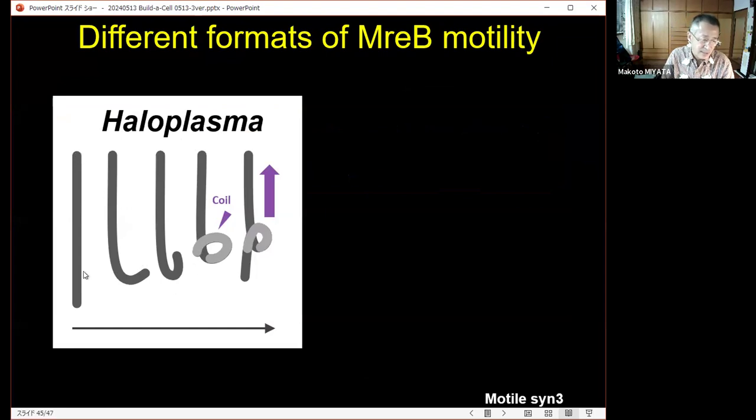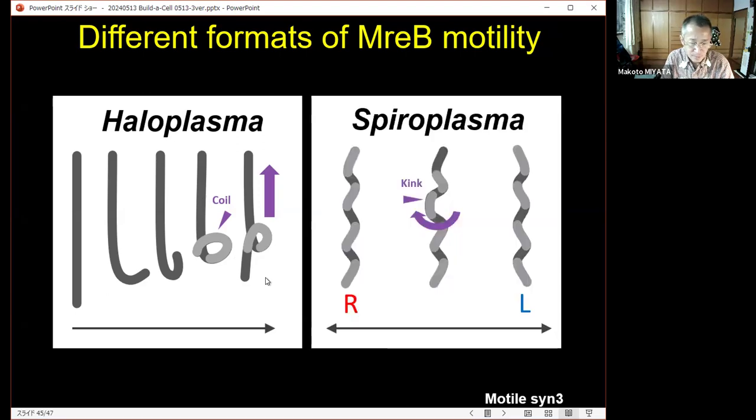Basically, they are in a straight filamentous structure, and they keep coiling, and sometimes the coil moves along the cell axis. Now this is completely different from Spiroplasma, because Spiroplasma can move only after they form a helicity. Once they form the helical structure, they never convert to straight, but instead they shift handedness, right-handed and left-handed.